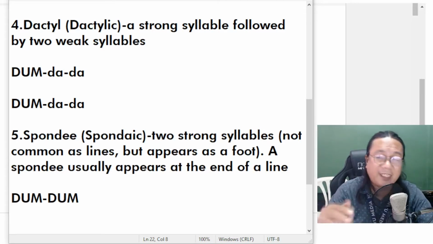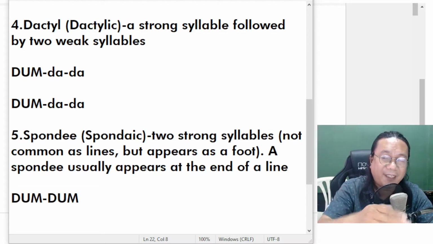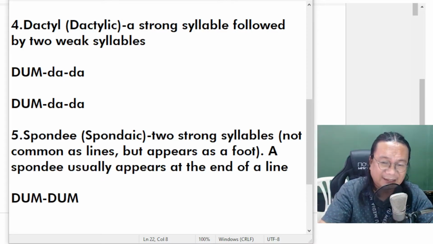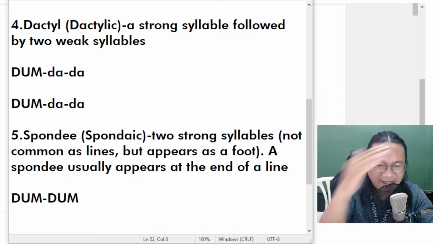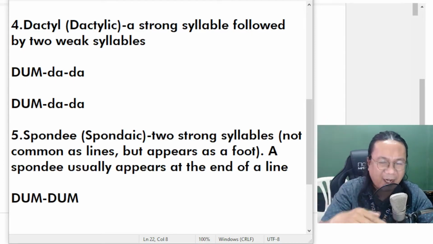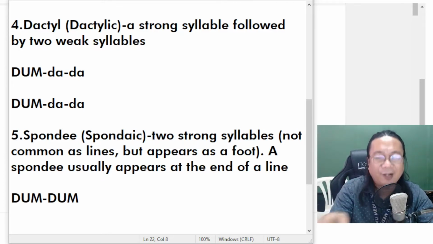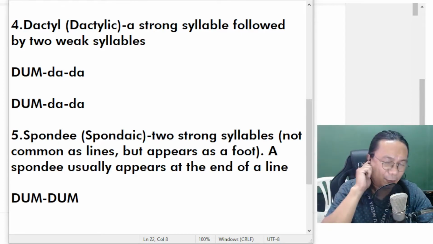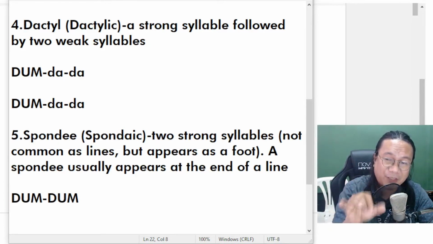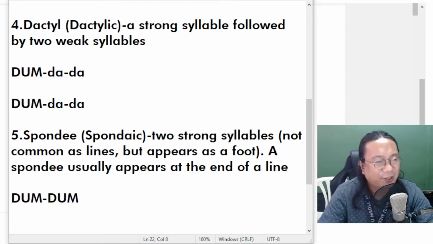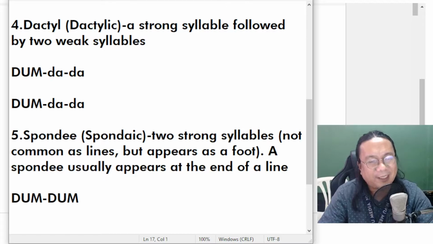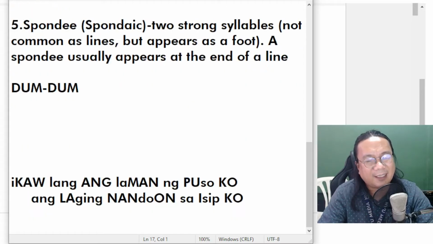So usually spondees appear at the end of a line to signify na patapos na yung linya. At lumipad sila sa buwan para magkaroon ng kaligayahan. So, yahan of the word kaligayahan would be your spondee, which would end the line. So those are the 5 types of foot. And let's give you an example.